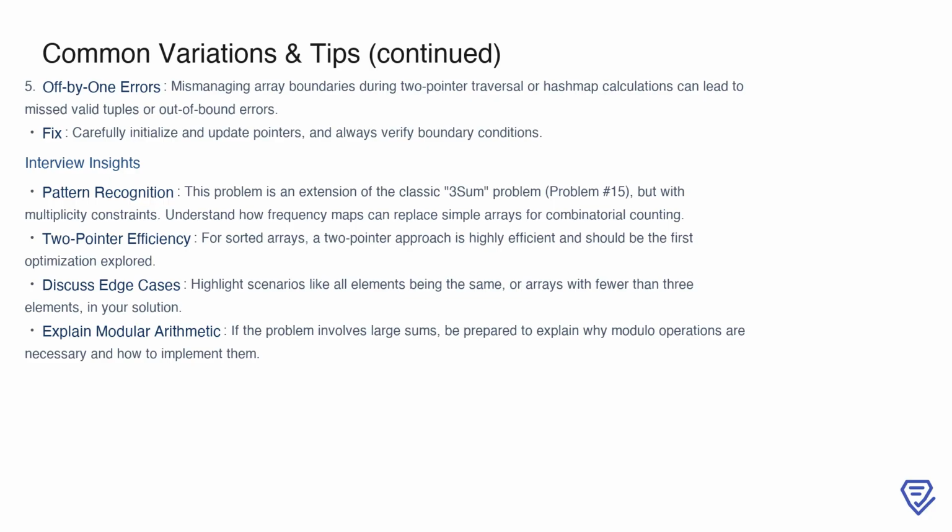Now, let's discuss some insights that can be useful during interviews. The three-sum with multiplicity problem is an extension of the classic three-sum problem, but with an added complexity of handling multiplicity constraints. Instead of working with simple arrays, frequency maps are a powerful tool that allow for combinatorial counting of tuples, making the solution more efficient. For sorted arrays, the two-pointer approach is a critical optimization to master, as it significantly reduces the computational overhead.